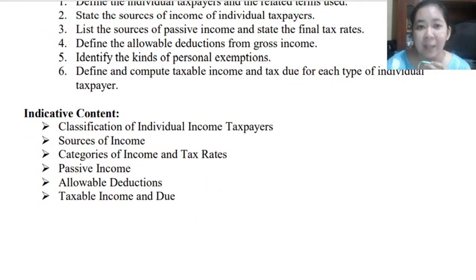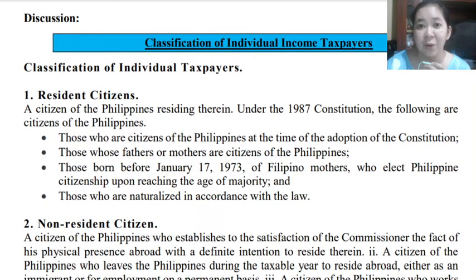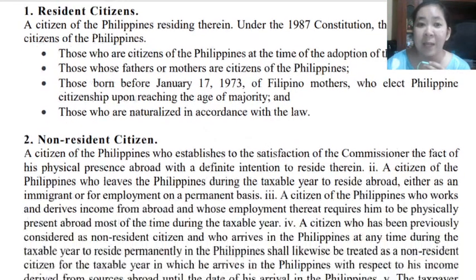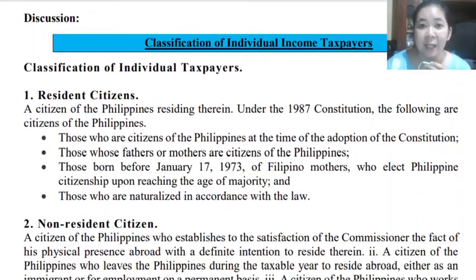So for our content, we will be discussing these topics. First is the classification of our individual income taxpayers, the sources of income, categories of income and tax rates, passive income, allowable deductions, and the taxable income and tax due computation. So to start with, let us discuss the classification of our individual income taxpayers. Basically, in the Philippines, we classify our individual income taxpayers into 4. Okay, so we have 4 classifications.